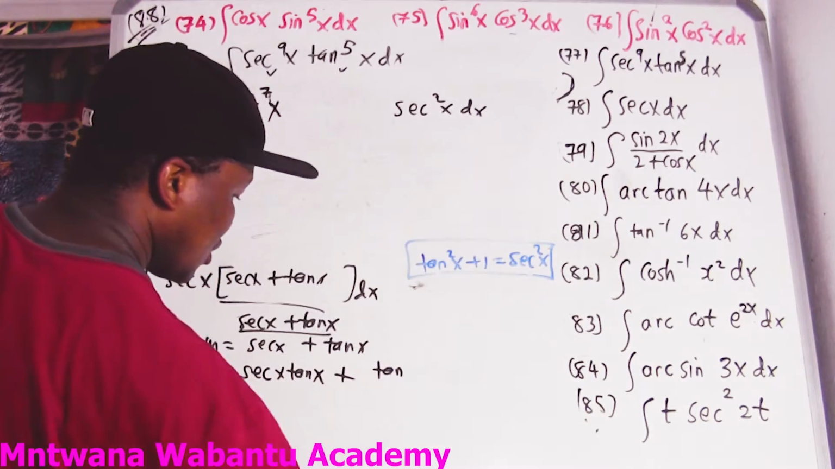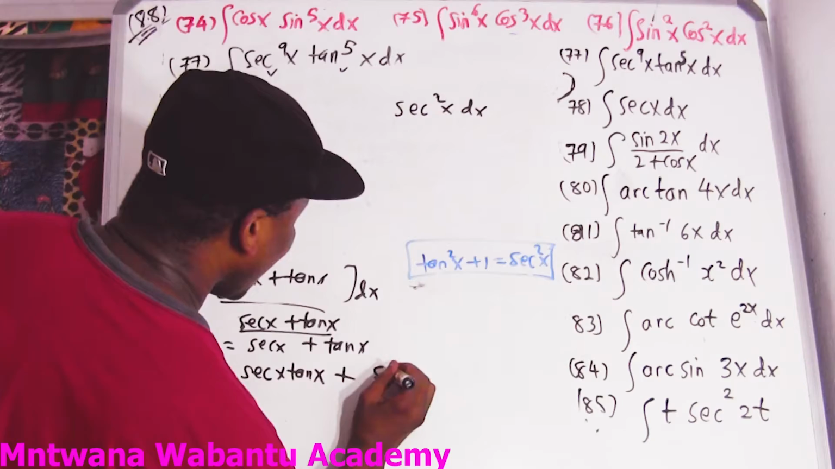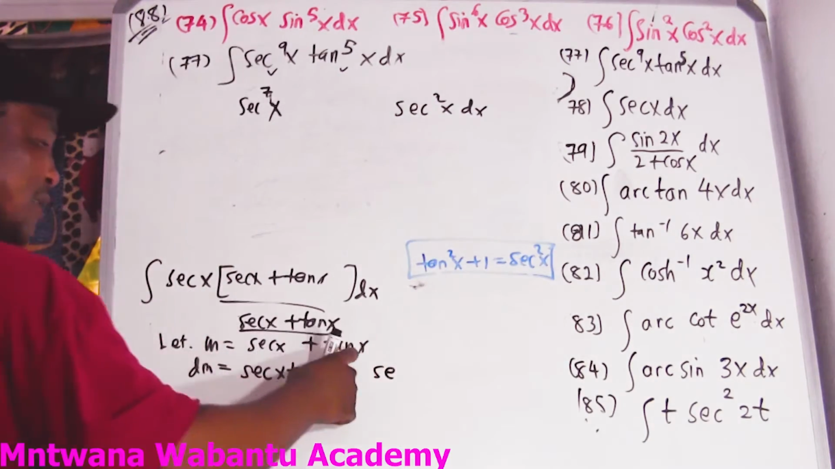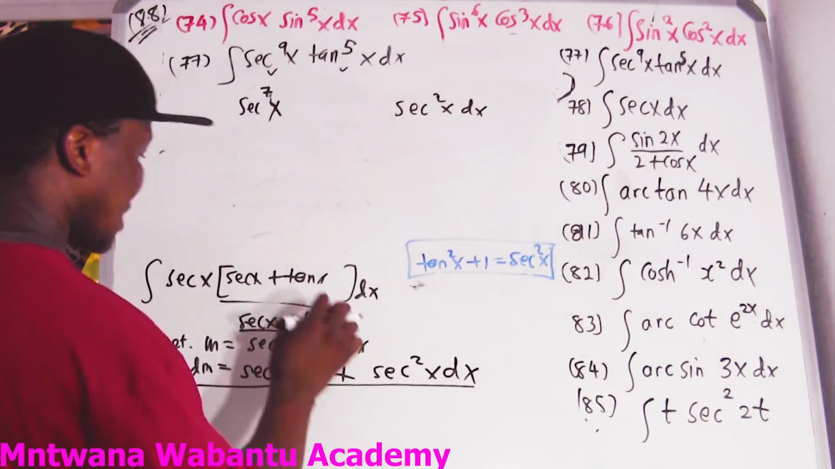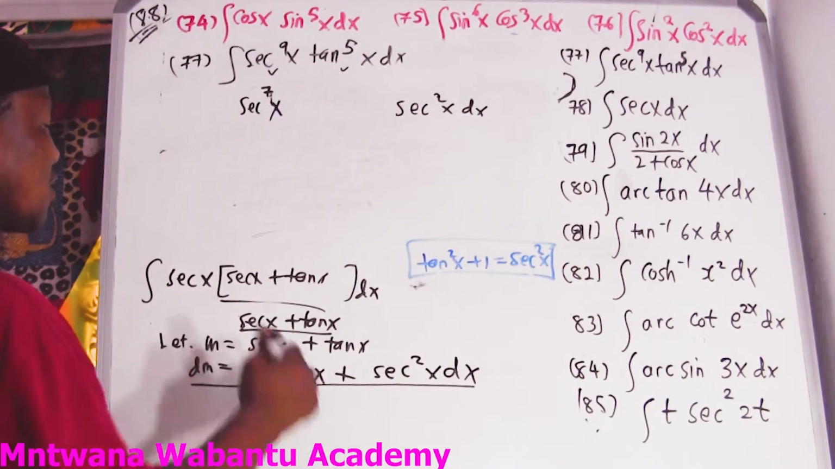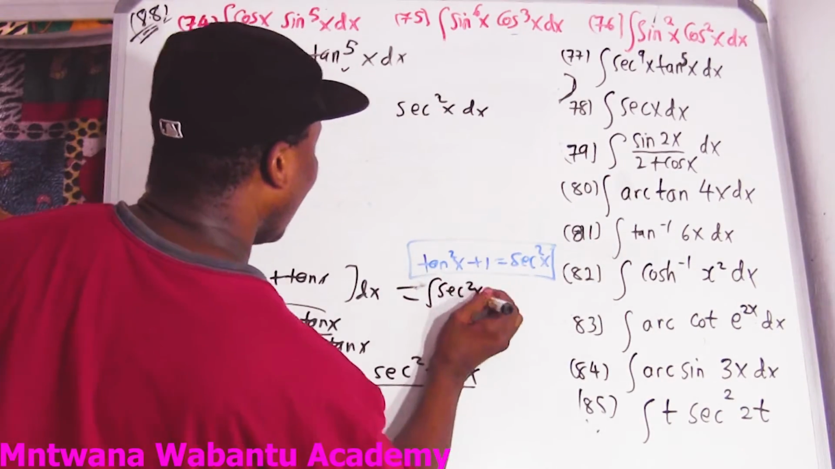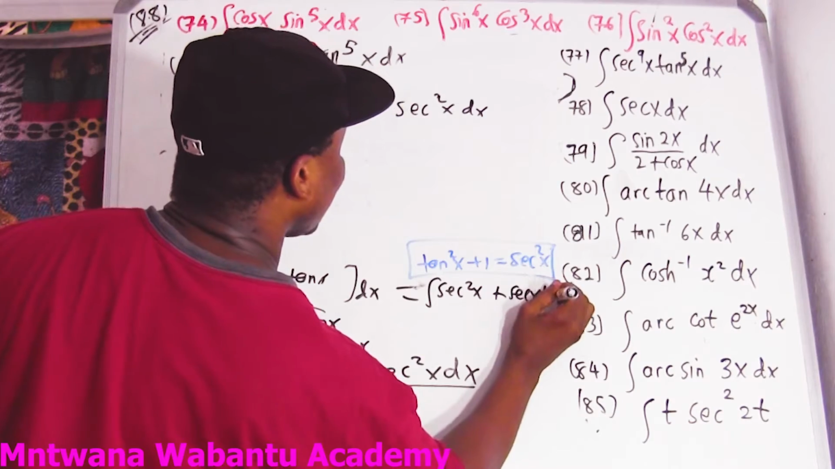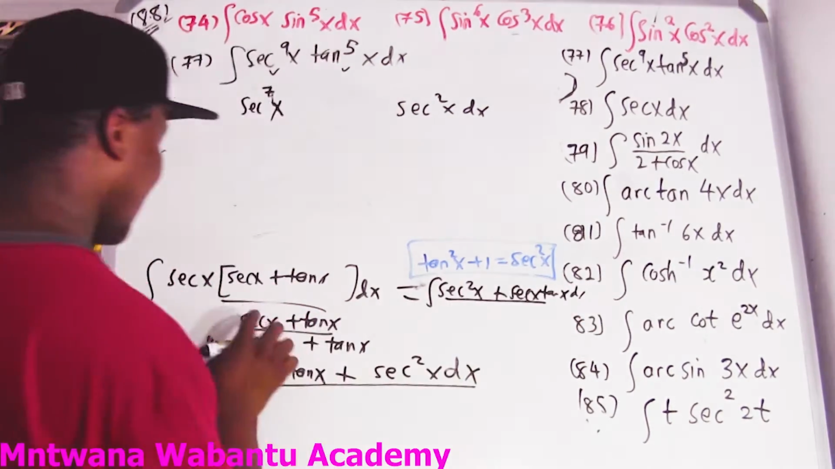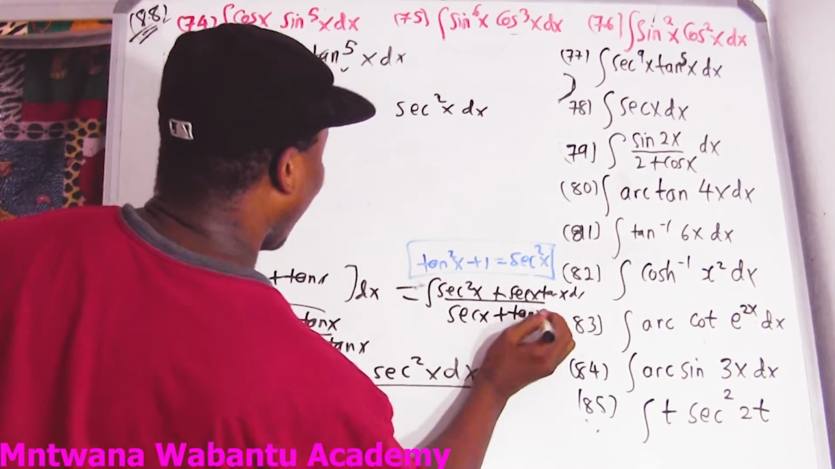When you differentiate tan, you get sec square x dx. So now we're going to have to replace this. You know why? Because if you expand it, it's going to be the integral of sec square, plus sec x tan x dx, and then over sec x plus tan x.